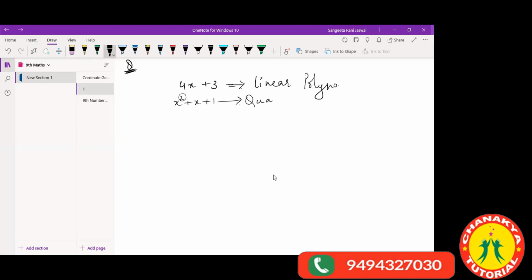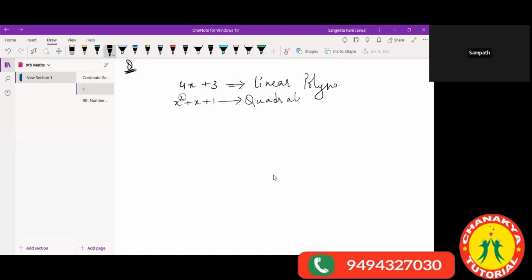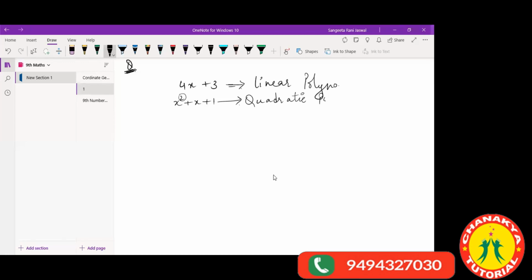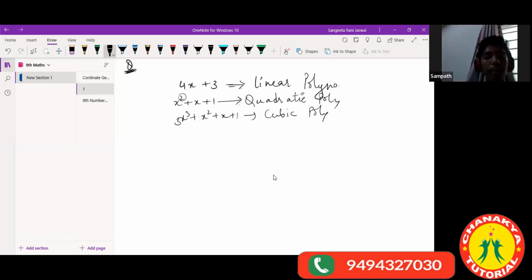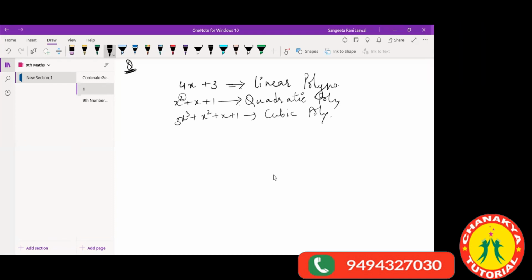Ma'am, we have done this, quadratic polynomials. And ma'am, you said that the polynomial with the highest power 3 is called a cubic polynomial. And for 4 it's biquadratic. And one more thing now.